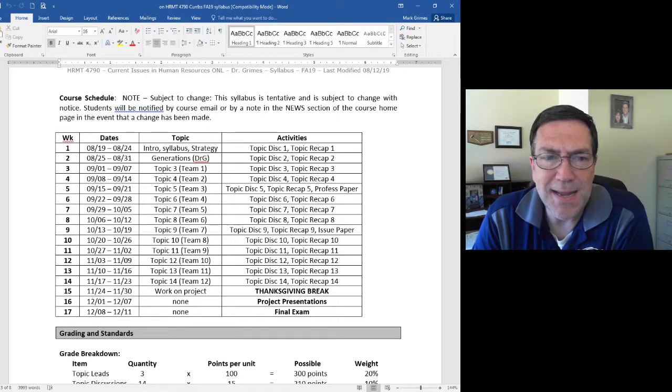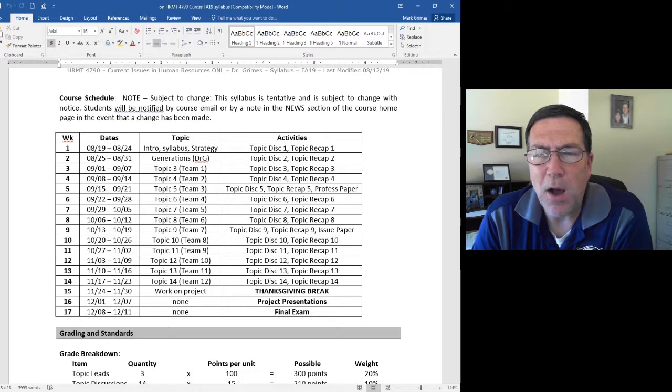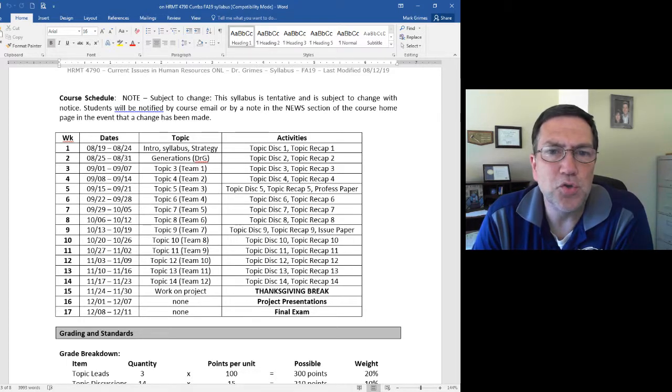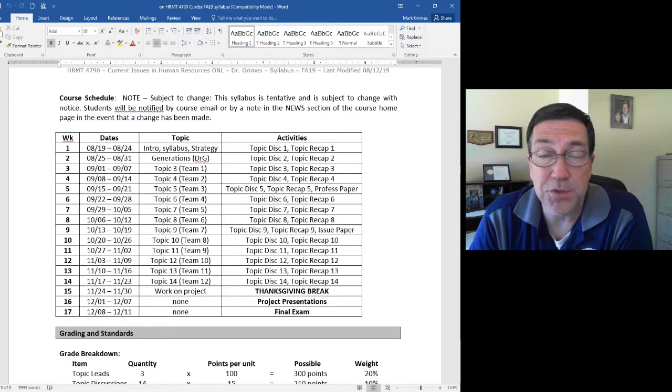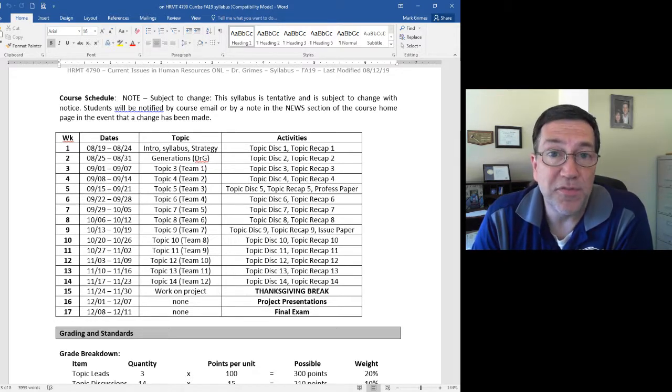First, what have I learned? Secondly, how would I express this to my senior managers? And then thirdly, if it were an issue that we were dealing with in my organization, what advice would I give to my senior managers? So basically 3 parts to that topic recap. It could conceivably be done on the front side of one page.